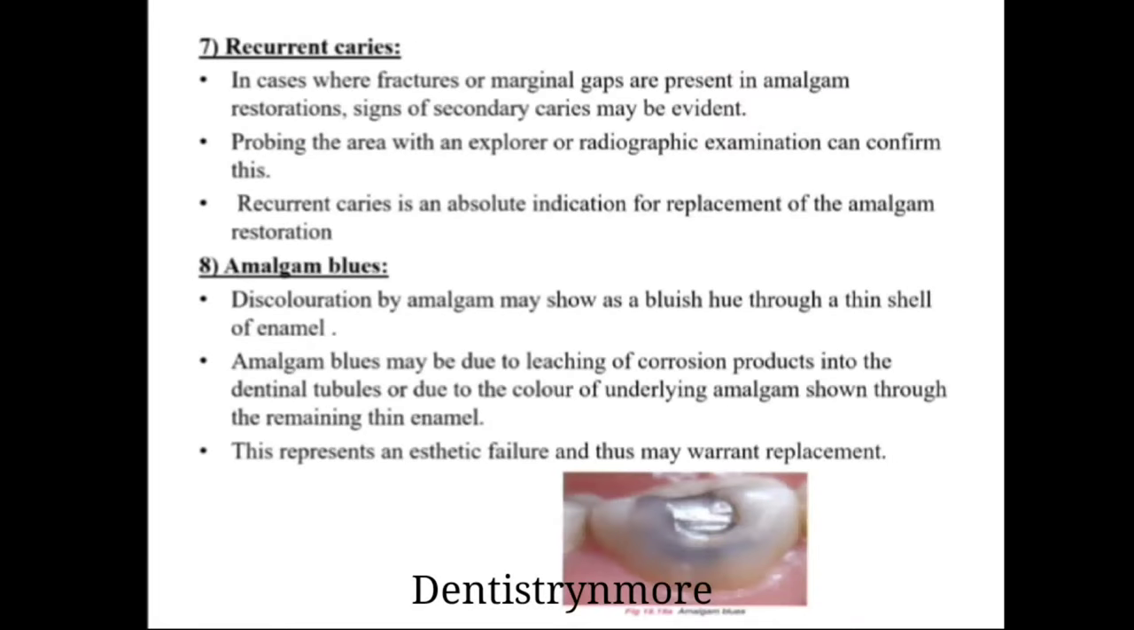Next one is recurrent caries, that is the caries that occurs due to any fracture present in the amalgam restoration. Probing the area with an explorer or radiographic examination can confirm this recurrent caries. Next one is very important, that is amalgam blues. Amalgam blues is a discoloration shown as a bluish hue through a thin shell of enamel. It may be due to leaching of corrosion products into the dentinal tubules or due to the color of the underlying amalgam showing through the remaining thin enamel. So it represents an aesthetic failure, and it also requires replacement.